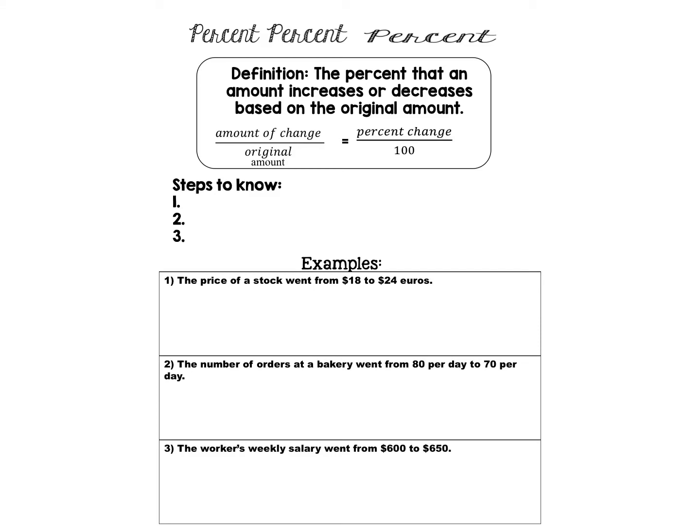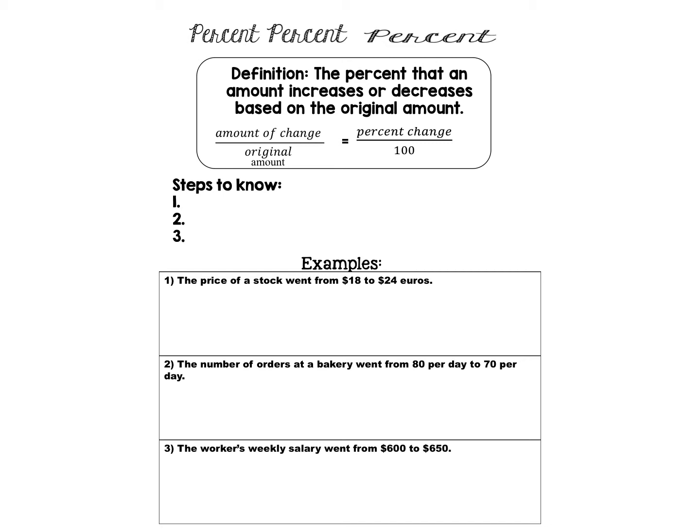Hey everybody, so today we're going to be talking about percent change. The definition of percent change is the percent that an amount increases or decreases based on the original amount. So we have the amount of change divided by the original amount should equal the percent change over 100. Again, this is just a proportion to figure out how much something changed.